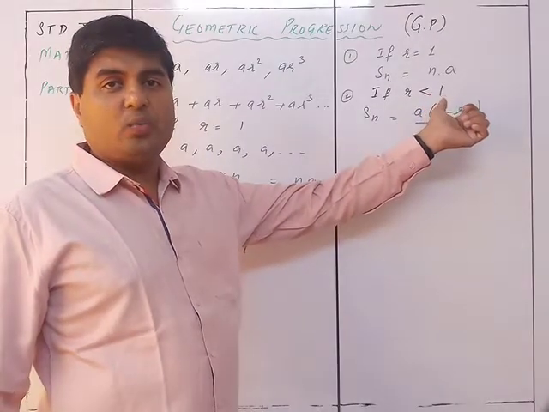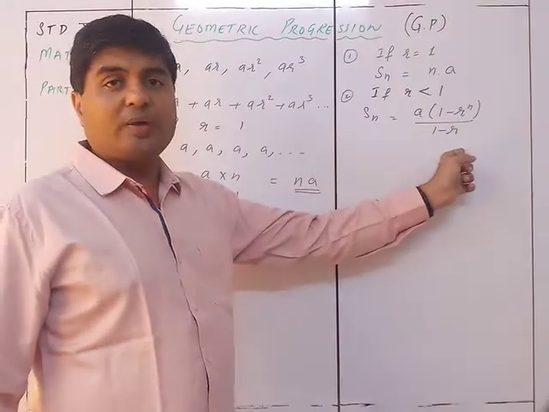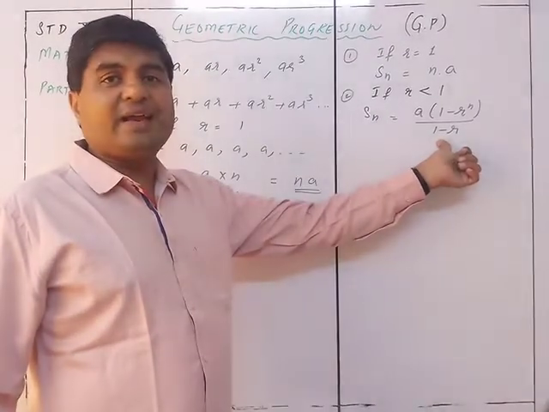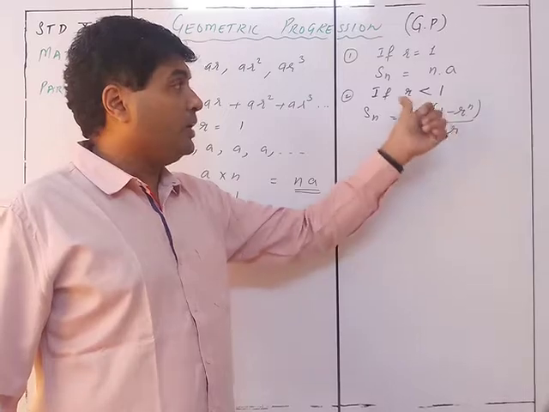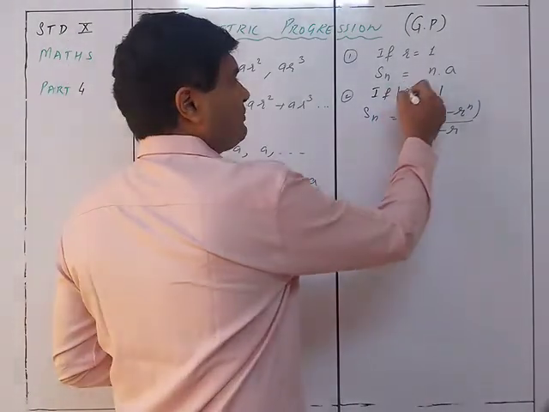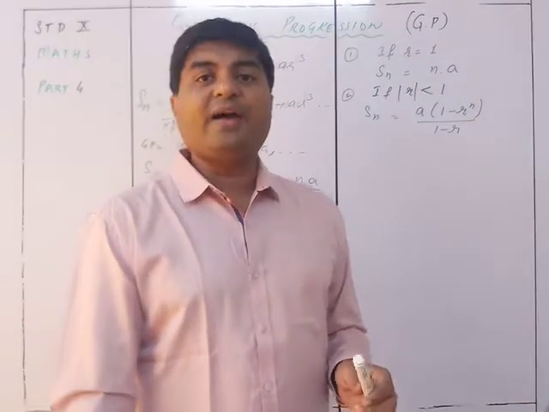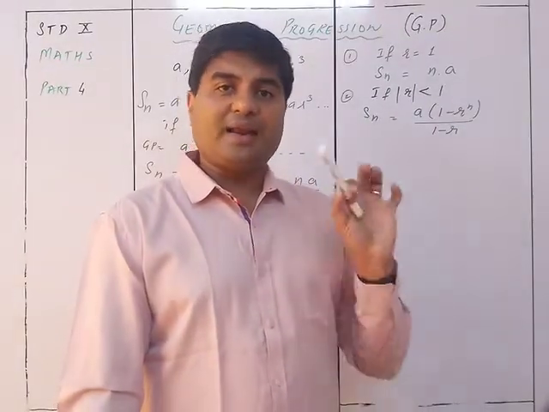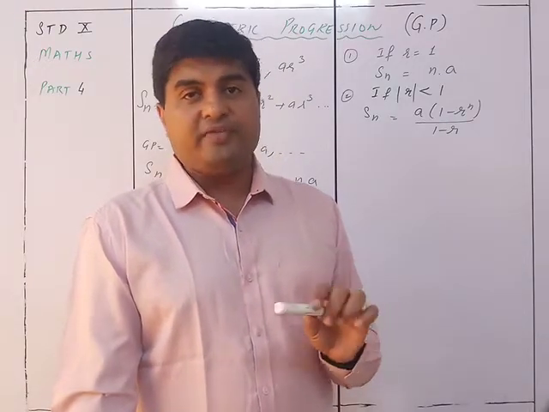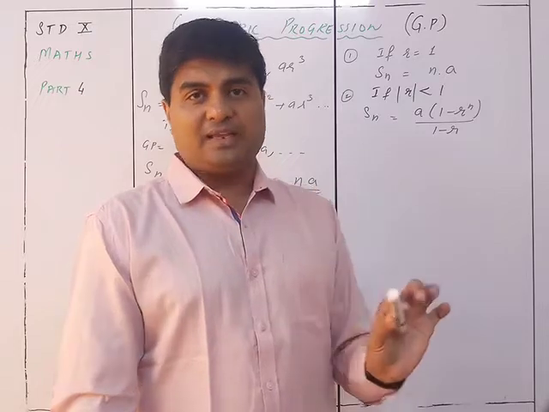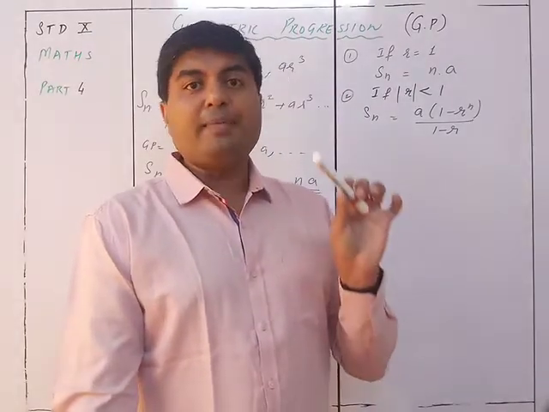Now remember this thing: if my value of R is going to be less than 1, then automatically this is 1 minus R. Why is it 1 minus R? Because I should not have a negative denominator over here. Moreover, the value of R is an absolute value. Means if R is 1 upon 3, or if R is minus 1 upon 3, I'll take it as 1 upon 3. If R is minus 1 upon 5, I'll take it as 1 upon 5. If R is minus 3, I'll take it as 3. If it is 3, I'll take it as 3.